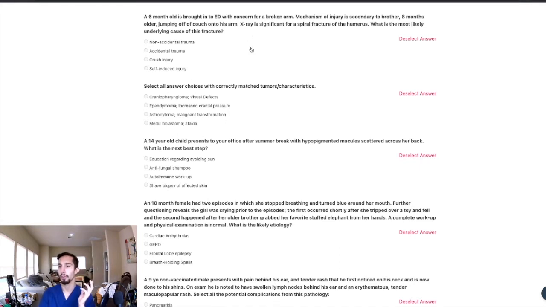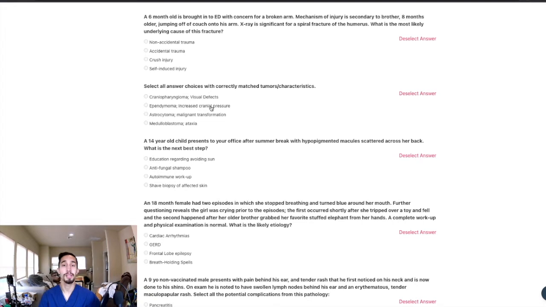And you must be thinking, oh, well, you just said the brother jumped on the arm, so that's it. But let's dive into it a little bit more. So our answer choices are non-accidental trauma, accidental trauma, crush injury, and self-induced injury. So do you think a 6-month-old is leading to self-induced injury? Probably not. Crush injury, maybe. It's a little vague, not really sure what they're getting at, so let's hold off on that one for now. We also have accidental trauma, which this case would probably fall under if you believe the story, and then non-accidental trauma, which I would argue is the correct answer here.